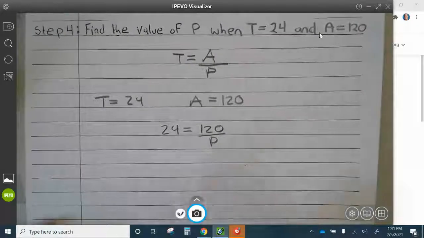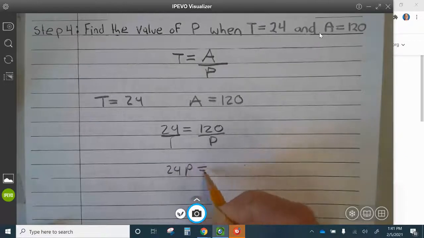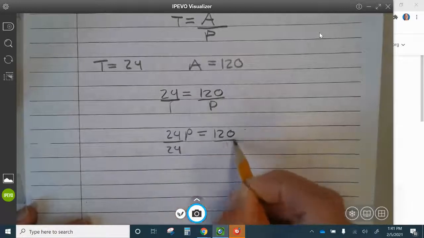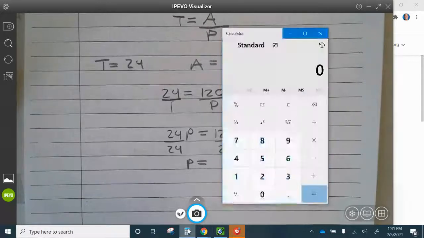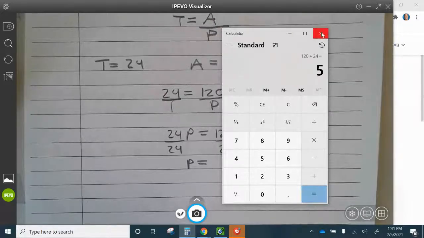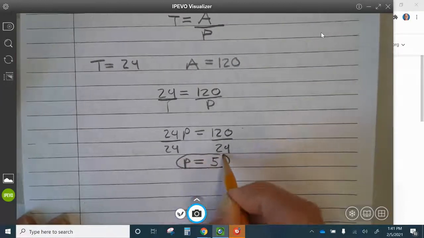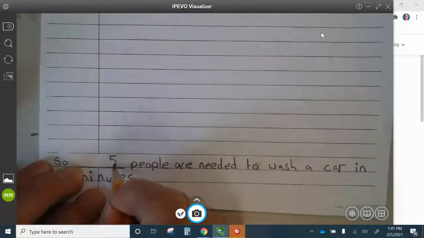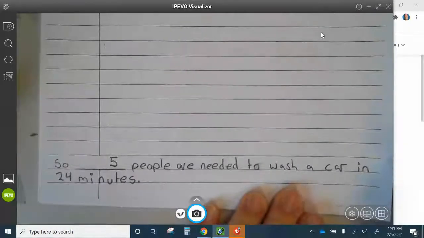Okay, so that's 24 equals 120 divided by P. So we cross multiply, so 24 times P is 24P equals 120. We're going to divide both sides by 24. So P equals 120 divided by 24 is 5. So P equals 5. Okay. So 5 people are needed to wash a car in 24 minutes. All right, let's move on to the next question.